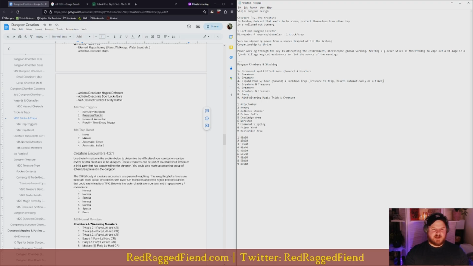All right, and then we have a trick, so let's figure out how the trick works. Well, it's not a trap, and like we were talking about earlier, magic tricks tend to be either one-offs or persistent effects, depending on what they are. As a mind-altering magic trick, I think it's probably a permanent spell effect zone that's a hazard. It's just something that's there, that goes on. There's not necessarily any downtime or time in which it resets, because it's just always going on.